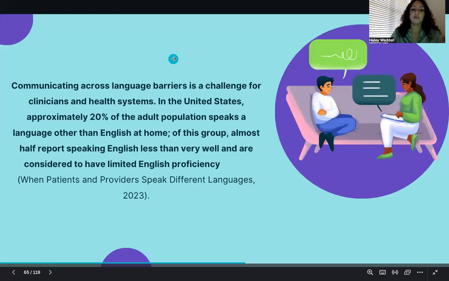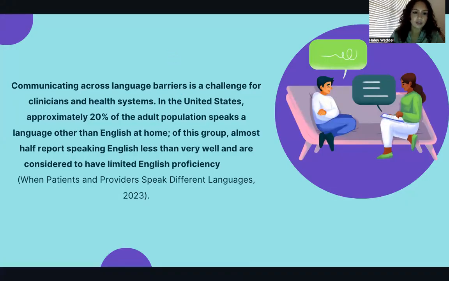So communicating across language barriers is a challenge for clinicians and health systems. In the United States, approximately 20% of the adult population speaks a language other than English at home. Of this group, almost half reported speaking English less than very well and are considered to have limited English proficiency. I mean, 20% of the adult population speak a language other than English. So it's a real possibility that you will encounter a patient that comes to you and does not speak English at all, or speaks very, very limited English.